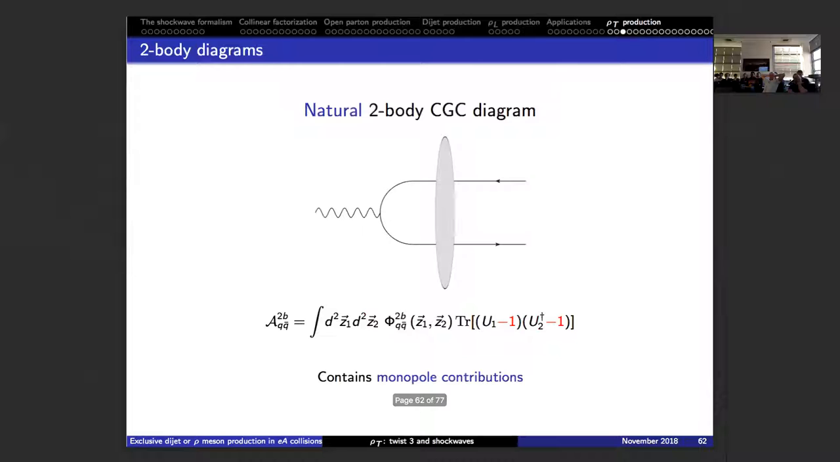So what I would want to write is these very natural dipole shockwave diagrams for transverse rho meson production, but I actually have to distinguish here, because the Wilson line for that guy starts at one interaction with the target. So the Wilson line operator for this guy is trace U1 minus 1, U2 dagger minus 1. It has a monopole. It has two monopoles, actually, quark monopole and anti-quark monopole. Sorry, what's the monopole? Trace of a single line, yeah.